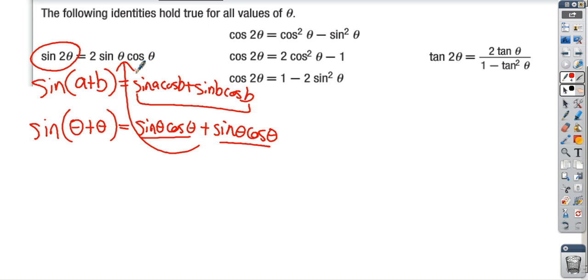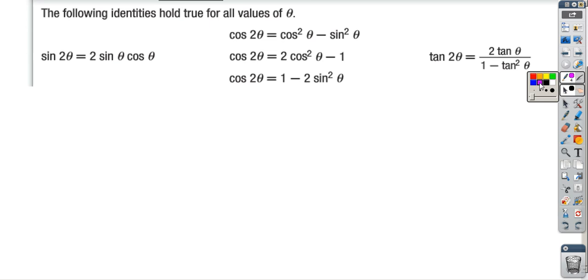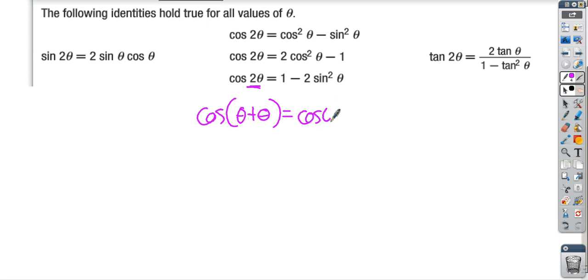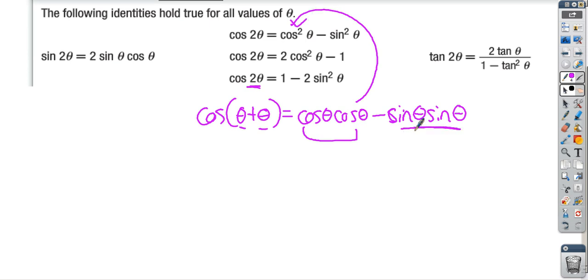The same reasoning could be applied to cosine. So let me show you one of those. Here's the identity for cosine addition. Again, we could write 2 theta as theta plus theta, and you might remember the identity from last section. It went cosine of the first cosine of the second minus sine of the first sine of the second. But obviously in this case the first and the second angles are identical. So what's another way of saying cosine times cosine? That would be cosine squared, and another way of saying sine times sine would be sine squared. So that's where that first version comes from.